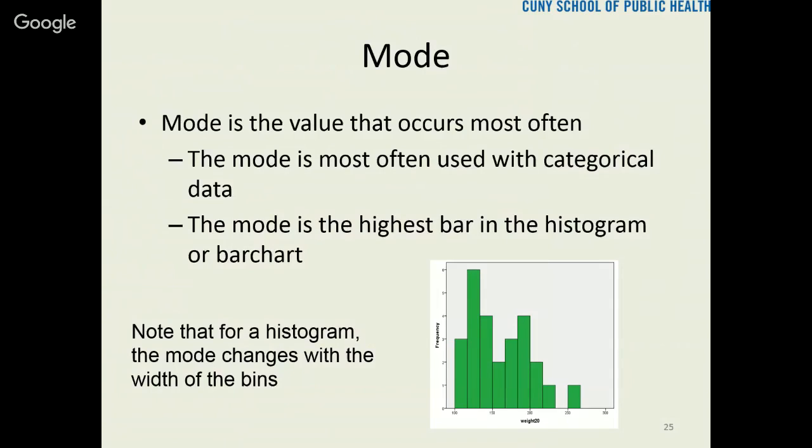So the mode is the most common value, and it really only makes sense for categorical or ordinal data, maybe binary data. And when we talk about the mode in a continuous distribution, it is entirely dependent on how the data are binned. So in this example, our mode is right here, whatever the second bar is. But if we were to change the width of these bars, you could end up with a different mode.